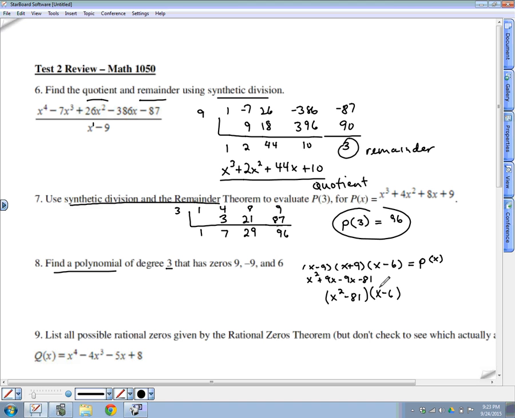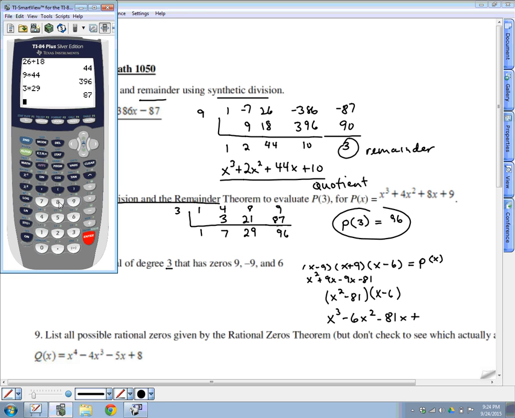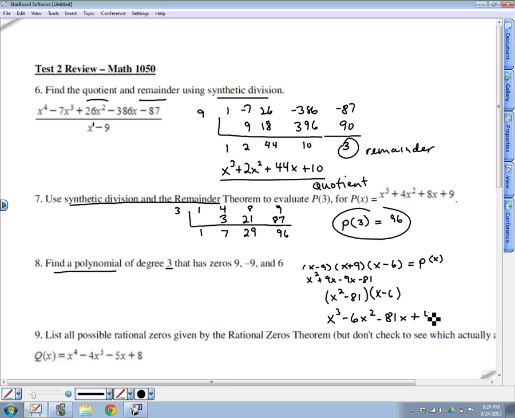Now x squared times x is x cubed. X squared times -6 is -6x squared. Negative 81 times x is negative 81x. And let's see, -6 times negative 81 is going to be positive. Let's see, 6 times 80, 486. Let's just double check this. 81 times 6 is 486. And that's the polynomial p of x.